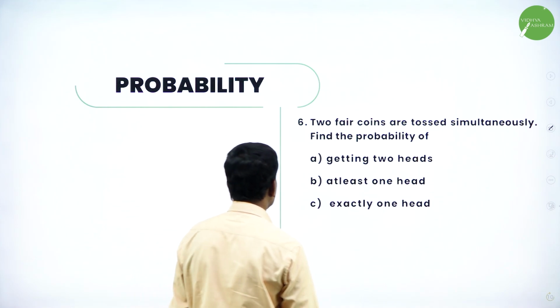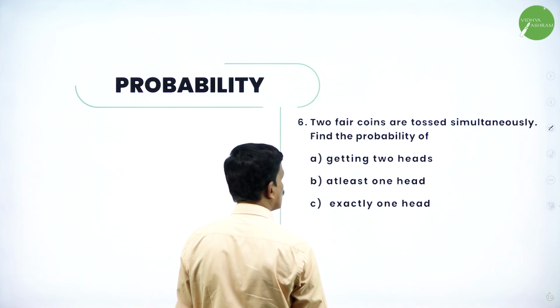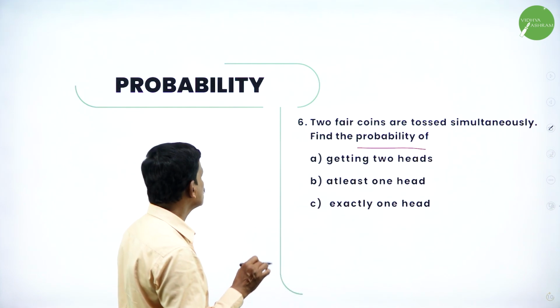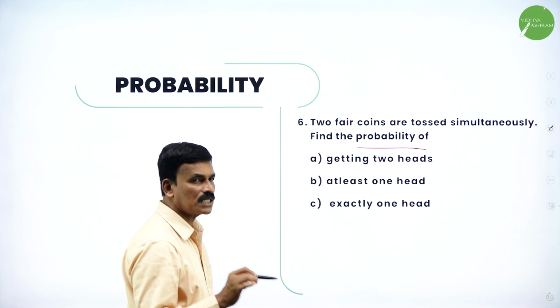This is also an important problem. Two fair coins are tossed simultaneously. Find the probability of getting two heads, at least one head, exactly one head.